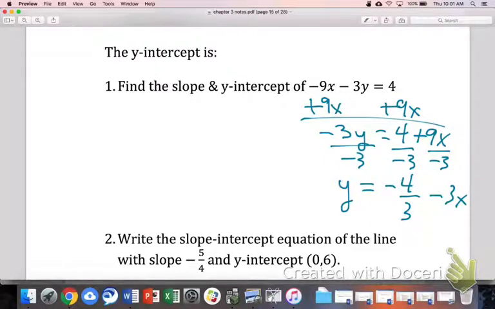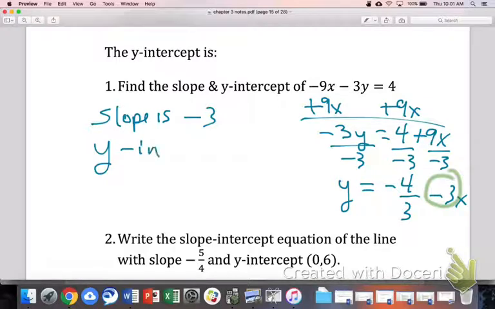Okay. Based on this, Avery, can you tell us what the slope is? Slope is -3. How did you identify that? It's simply the number attached to the x. I agree. So whatever is attached to the x there, the coefficient on the x, that's the slope. Therefore, Hosanna, the y-intercept would have to be? -4/3. That's correct. Does that make sense? Okay.